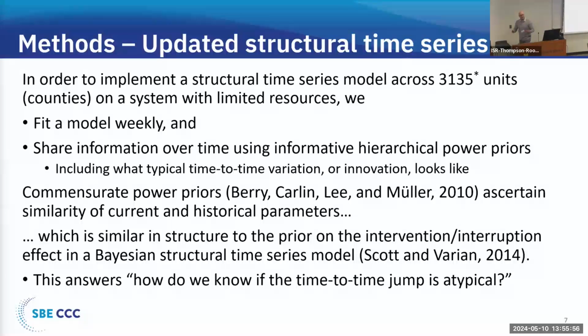Now, why are we doing this? Well, if you look at the prior, this puts on the piece that looks like an interruption term. It actually looks just like what you see in a more traditional Bayesian structural time series model. It actually has that variable selection look to it. Now, this part of this is going to help us answer the question, how do we know if the time to time jump is typical or atypical? Is it some kind of disruption that we're seeing, or is this just typical variation?